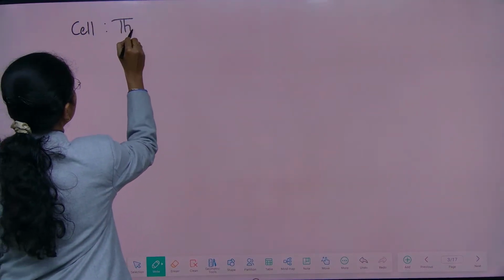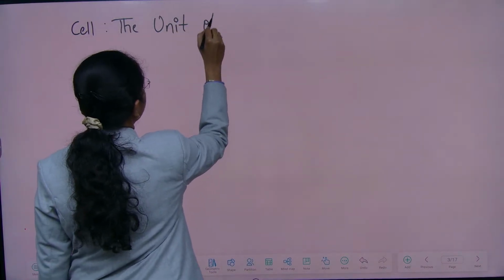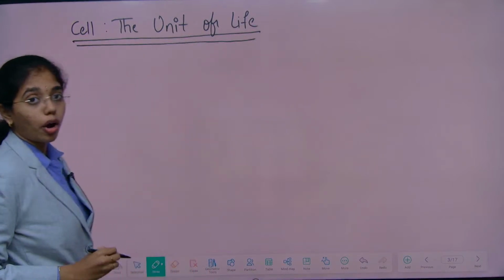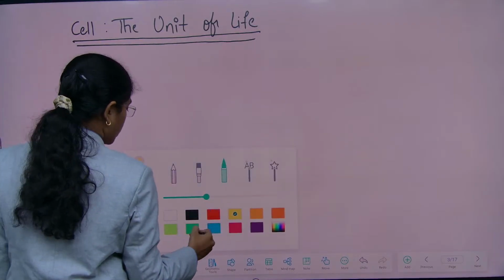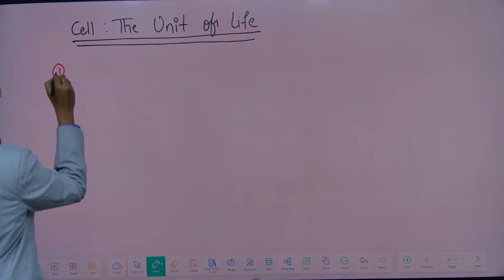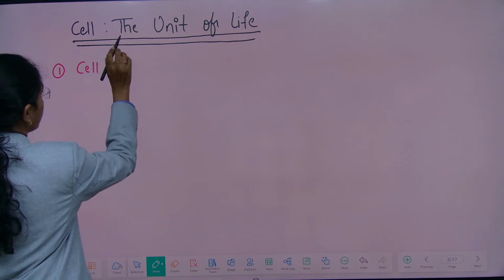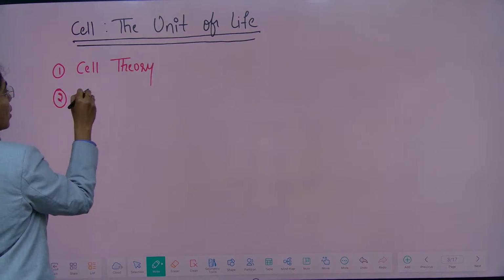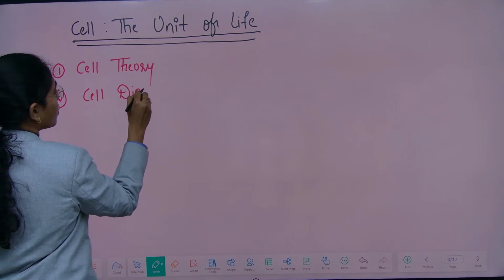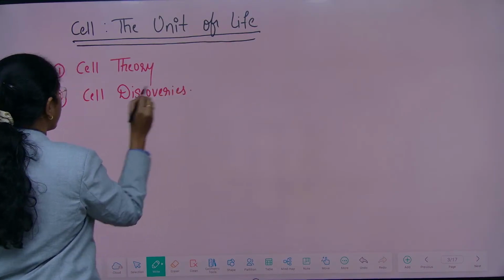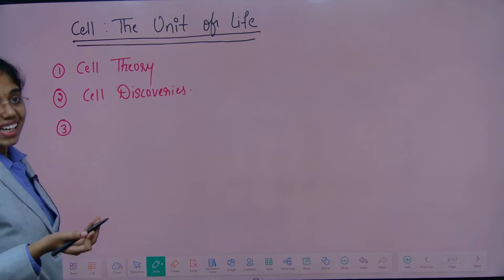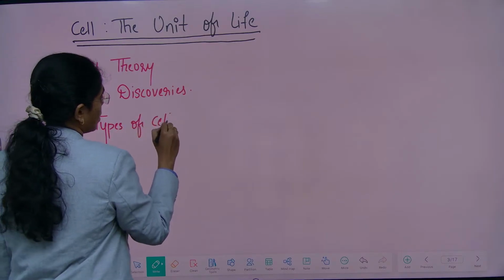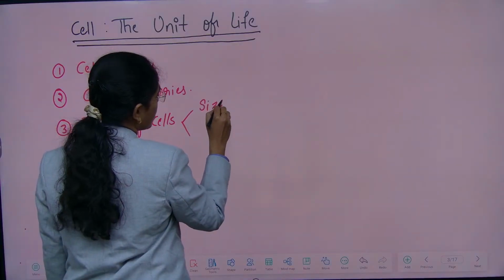Cell: The Unit of Life. The fundamental insights of this chapter include: first is cell theory, and basic cell discoveries, different types of cells based on their size and shape.